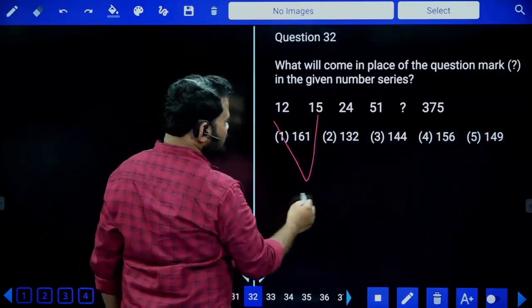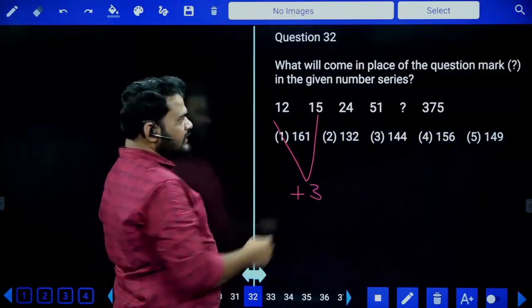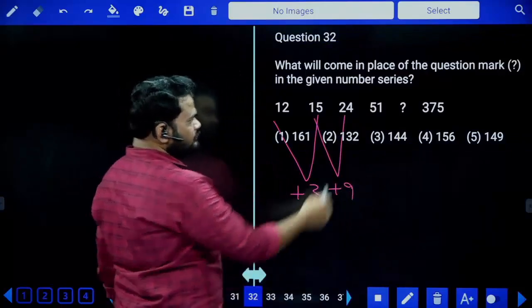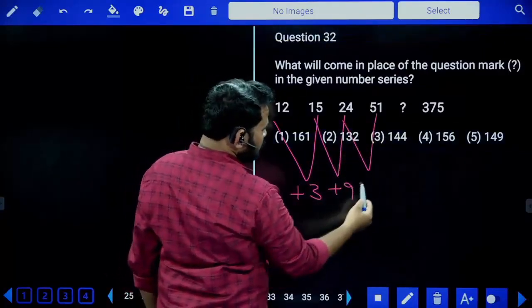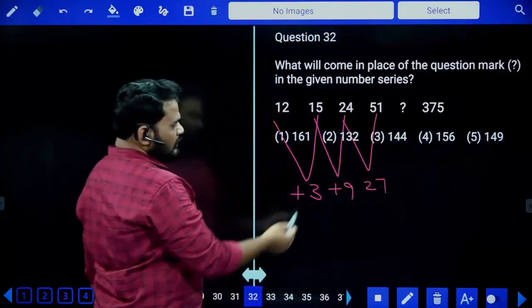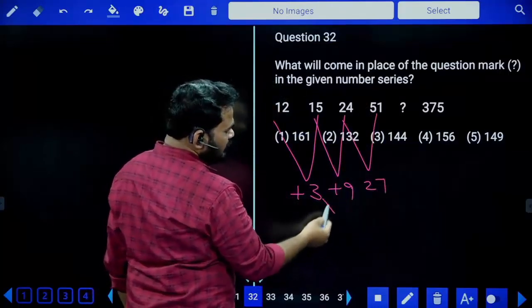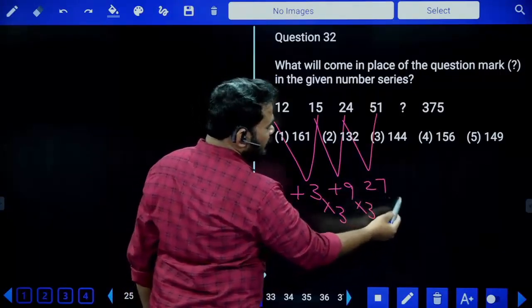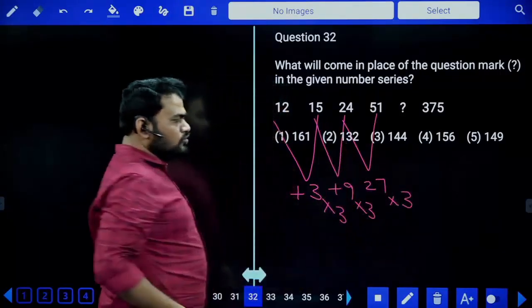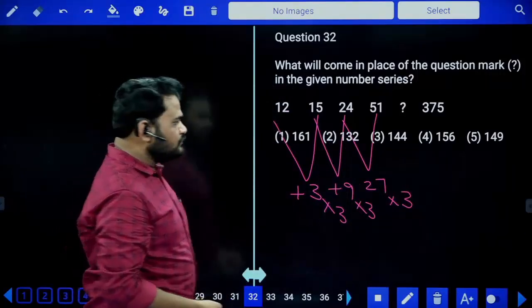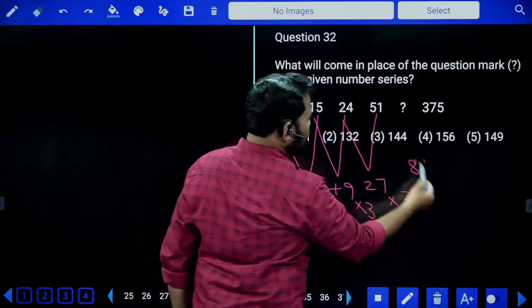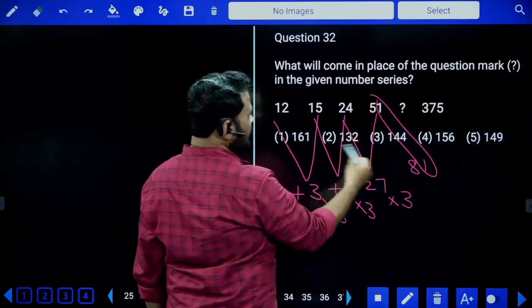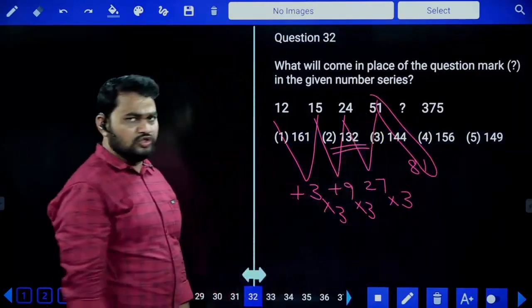12 plus 3 is 15. 15 plus 9 is 24. 24 plus 27 is 51. 3, 9, 27: 3 into 3 is 9, 9 into 3 is 27, 27 into 3 is 81. So I need to add 81 to 51. So the digit must end with 2. Ending with 2 is nothing but option number 2.